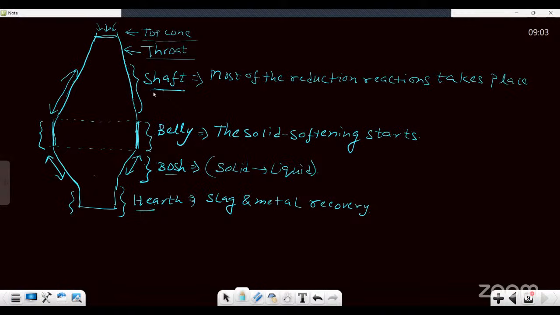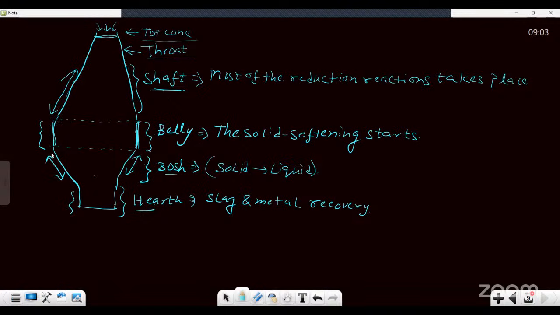And another thing is the reactions. We'll be talking about the reactions. This is some of the things that we should be focusing on.